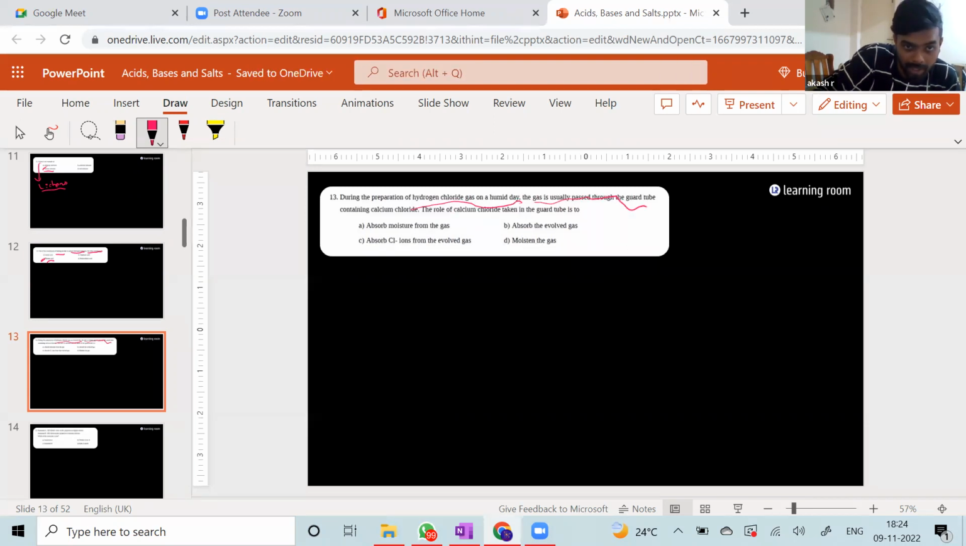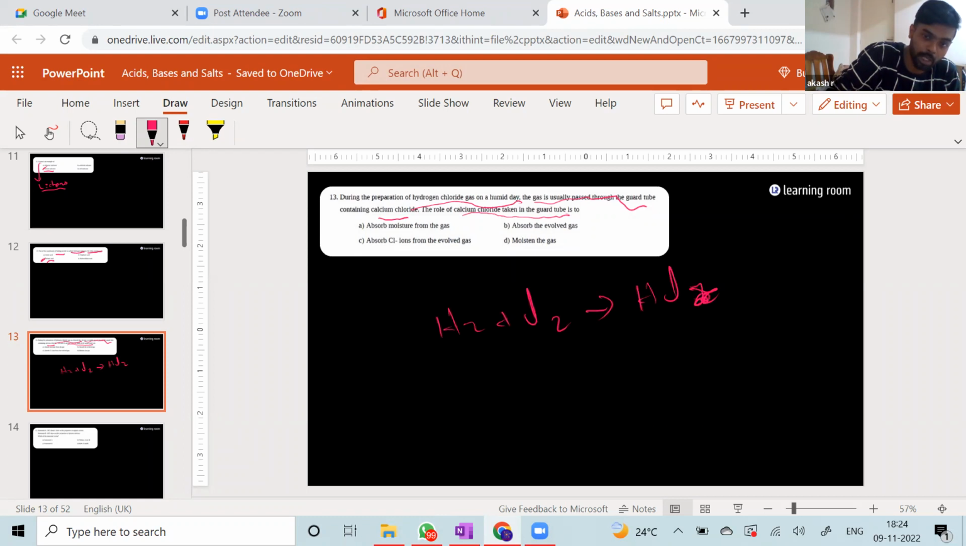a guard tube containing calcium chloride. The role of calcium chloride is what? Now, please understand, they are telling that we are going to produce H2 plus Cl2 reacting to form HCl gas. Now, I want to state this as gas only.